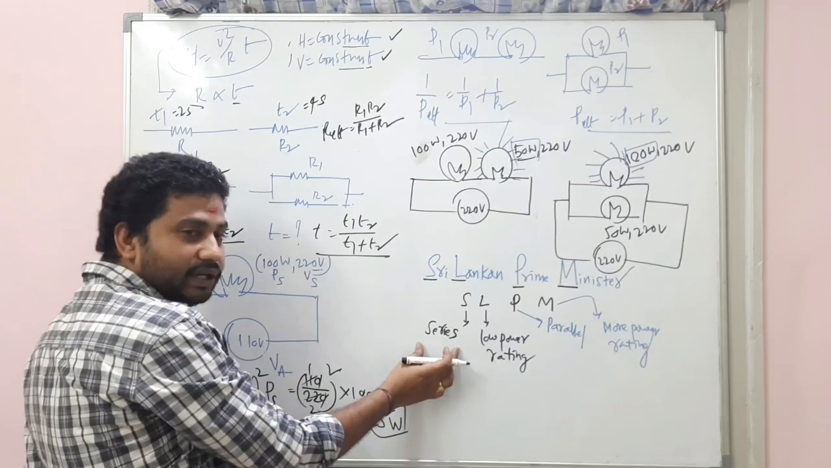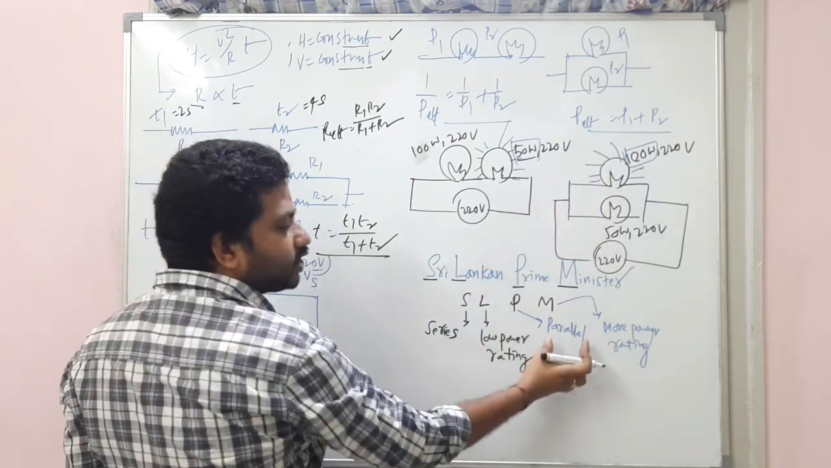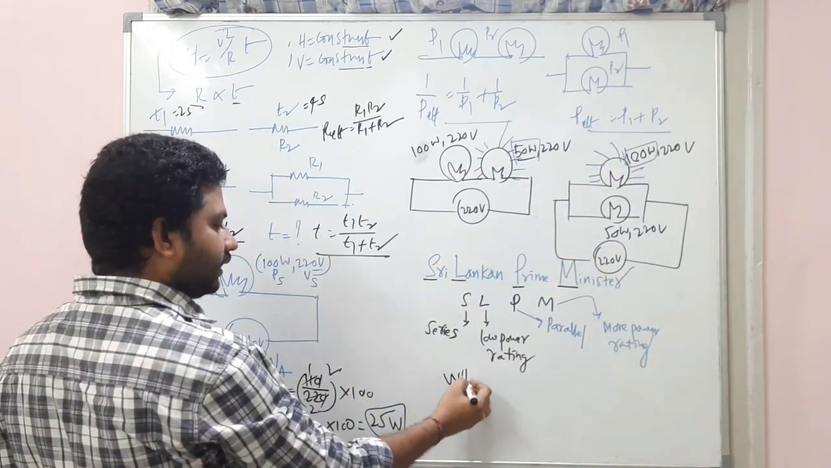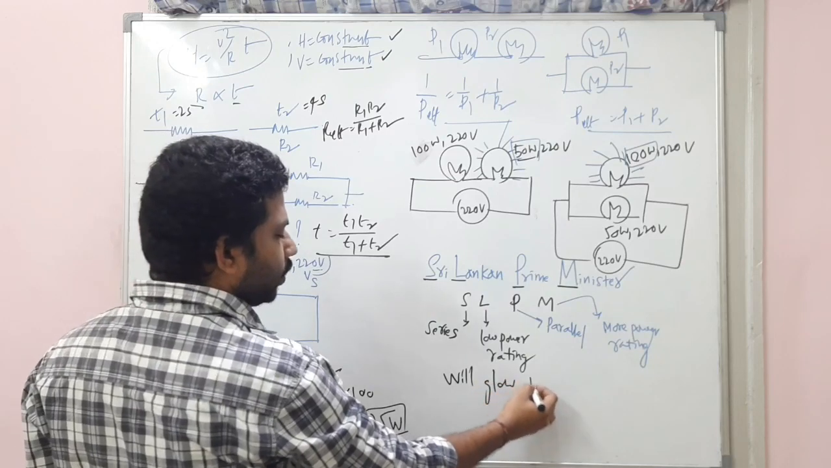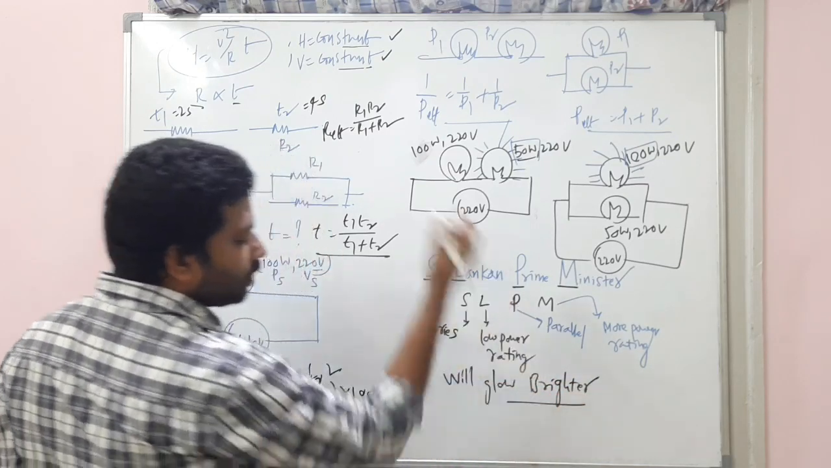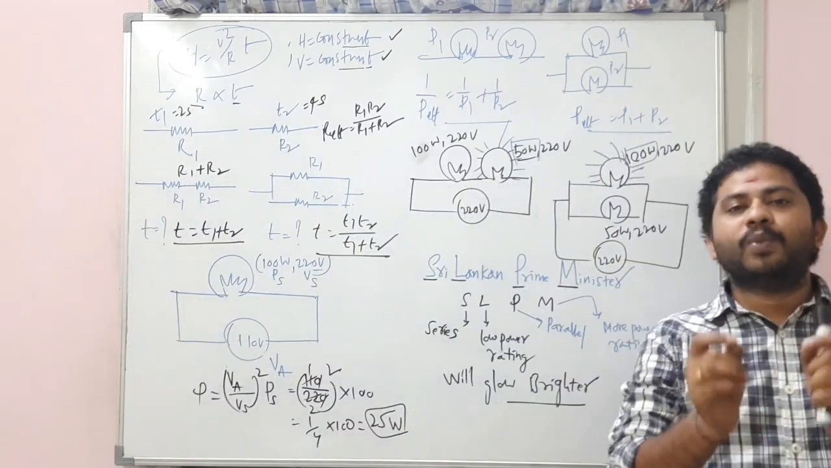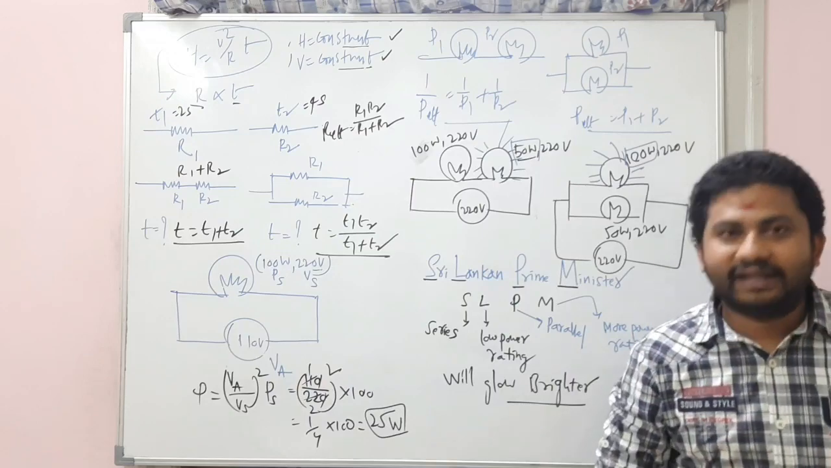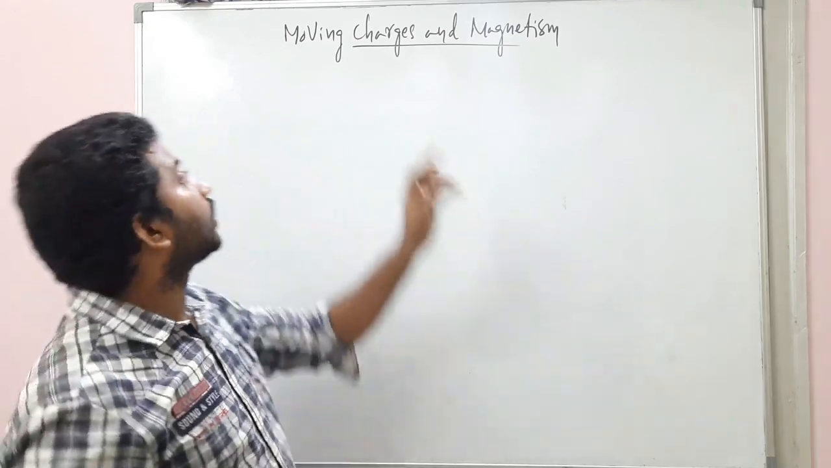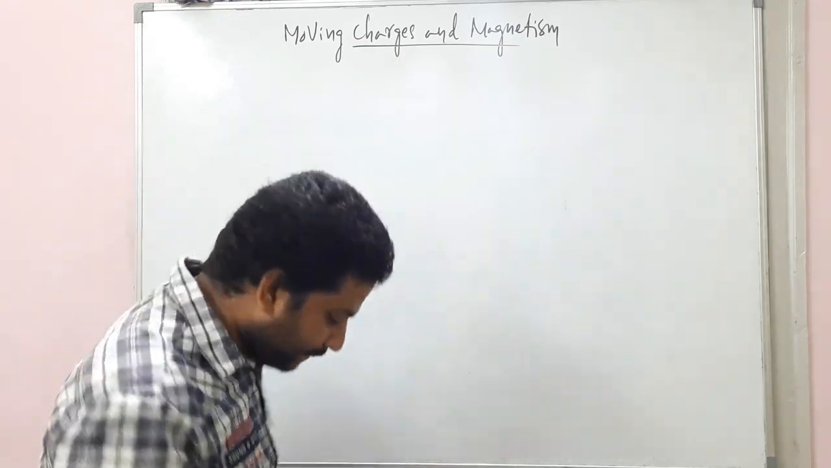In series combination, low power rating will glow brighter. In parallel combination, more power rated bulb will glow brighter. So I am writing here, will glow brighter. Simple. So let us discuss moving charges and magnetic fields. Welcome back. Let's start a new chapter called moving charges and magnetism. Let's begin.